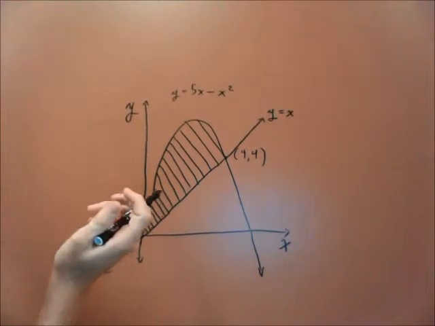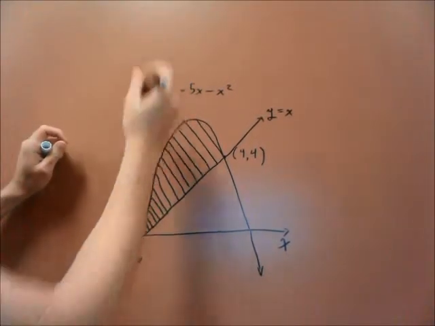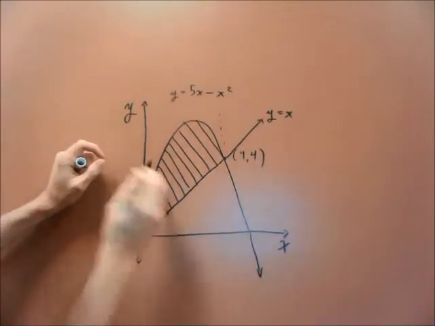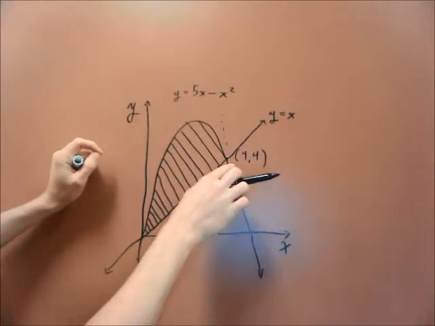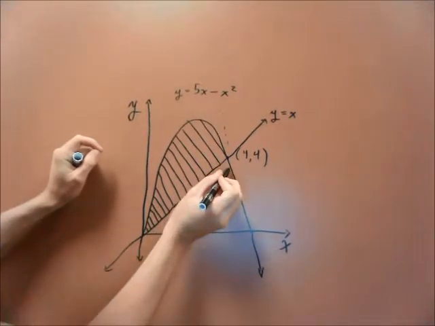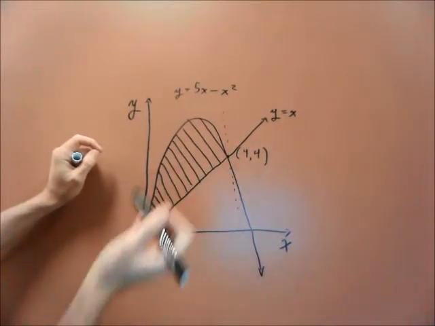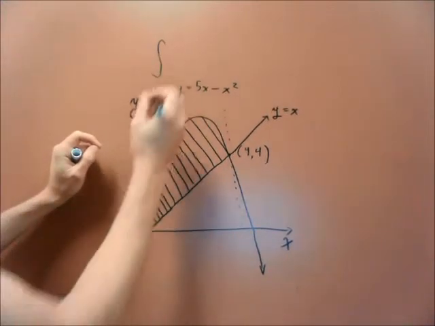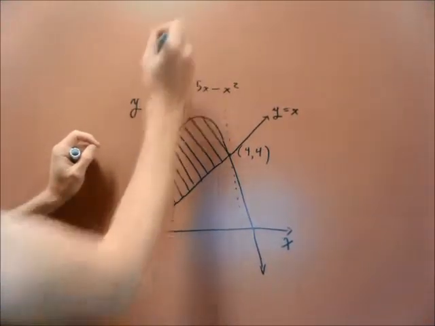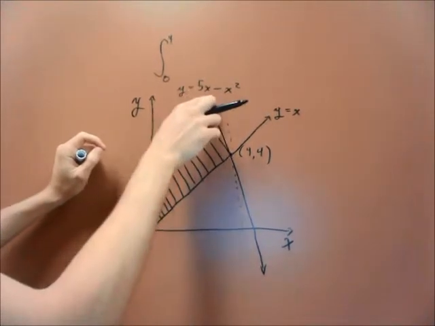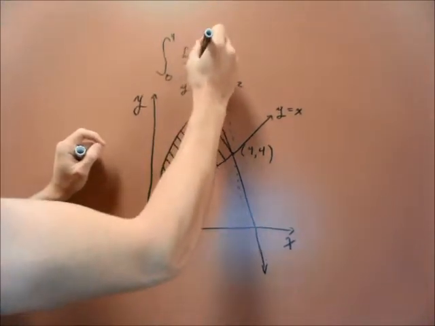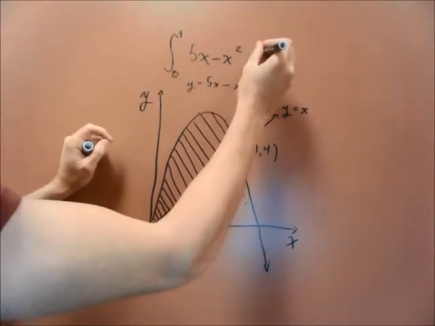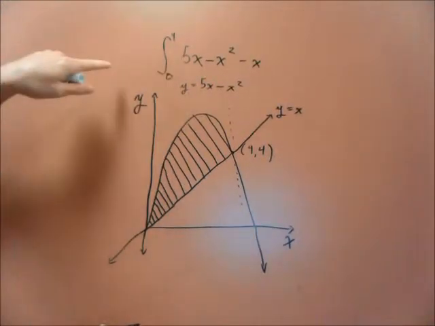Now, algebraically, this region goes from x equals 0 on the y-axis to x equals 4 because these graphs intersect at (4, 4). So the integral we want to take is the integral from 0 to 4 of this first function, y equals 5x minus x squared, minus the lower function, y equals x. And you get this integral.